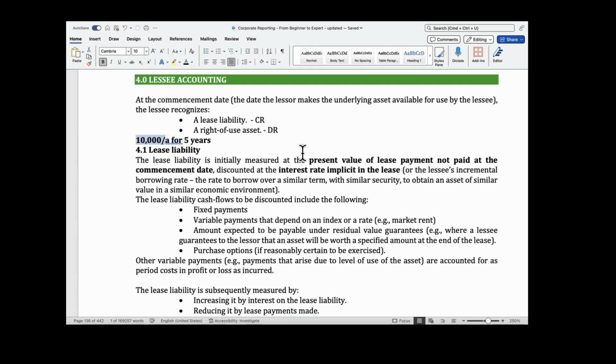And which is what I wrote here. Present value of lease payments not paid at the commencement date. That is how much you would measure the liability. And you can guess that's how much the right of use asset would also be, the present value of those payments.